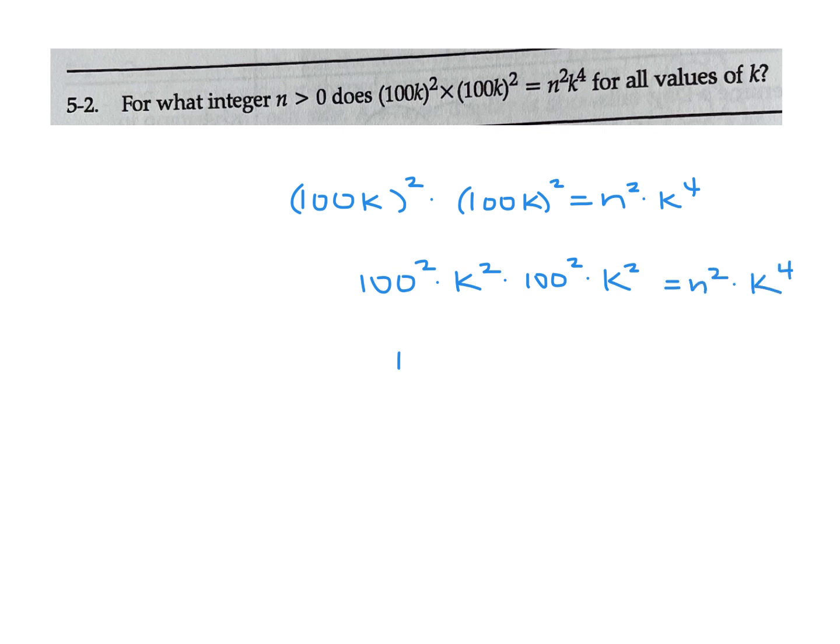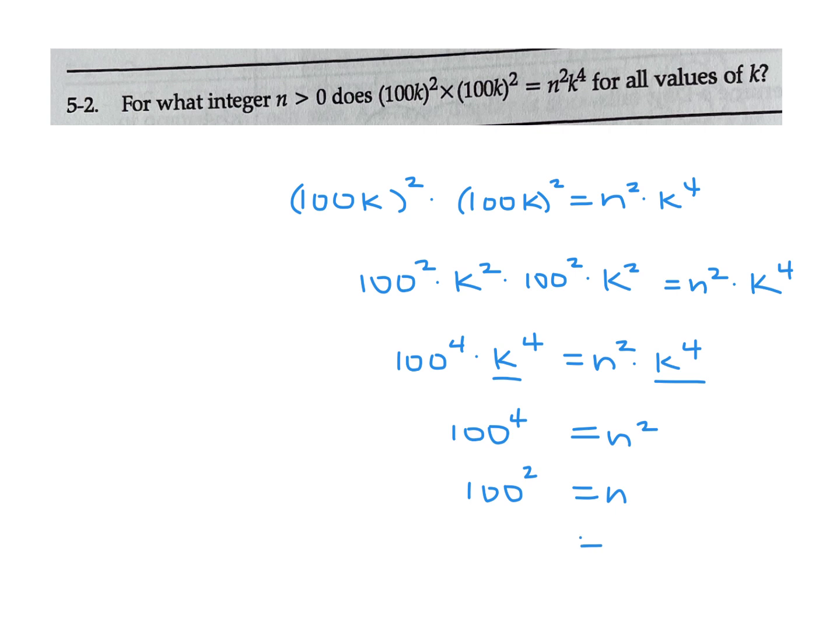Okay, let's combine it. So we have 100 to the power of 4 times k to the power of 4 is equal to n squared times k to the power of 4. The k to the power of 4's cancel, and therefore we're just left with n squared is equal to 100 to the power of 4, and therefore n would be the square root of that, which is 100 to the power of 2, which I believe is 10,000.